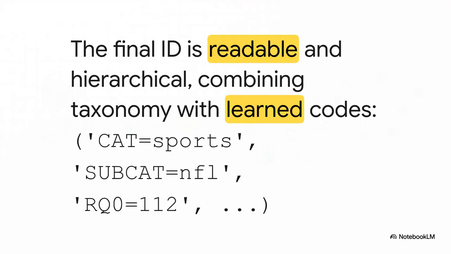And voila, this is what the final product actually looks like. We start with the known stuff, the human-readable taxonomy, sports, NFL. And then we just append the 3 learned codes from our quantizer. What you end up with is an ID that's readable, hierarchical, and absolutely packed with semantic meaning.